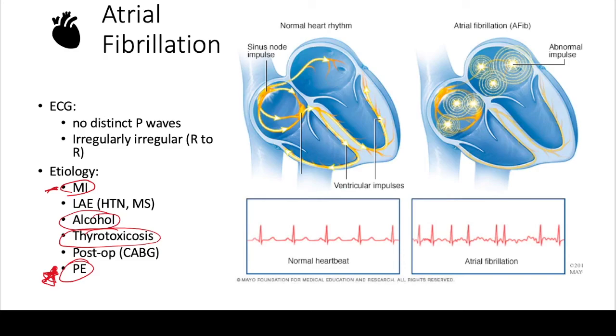So always keep that on your differential whenever you're treating patients with worsening AFib or new onset AFib, that they might have a PE. You also want to rule out that they're not drinking or that their thyroid levels aren't causing this.